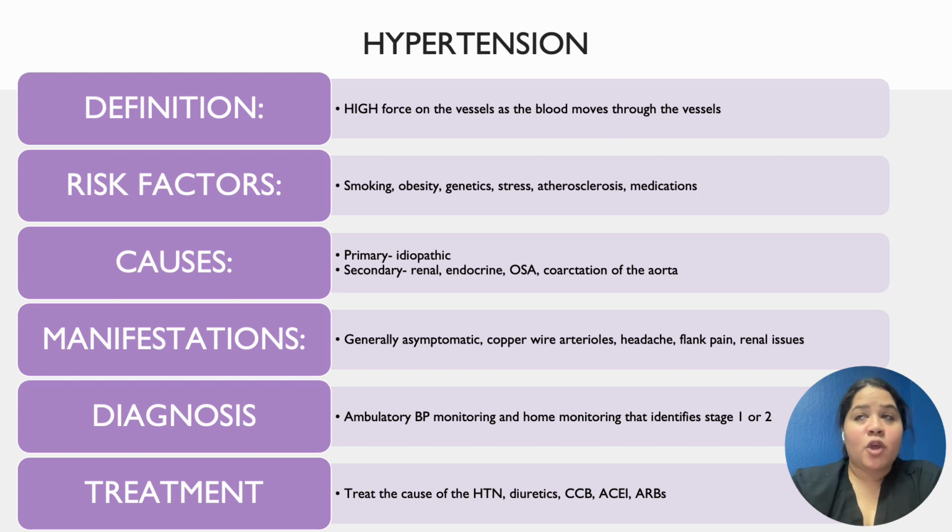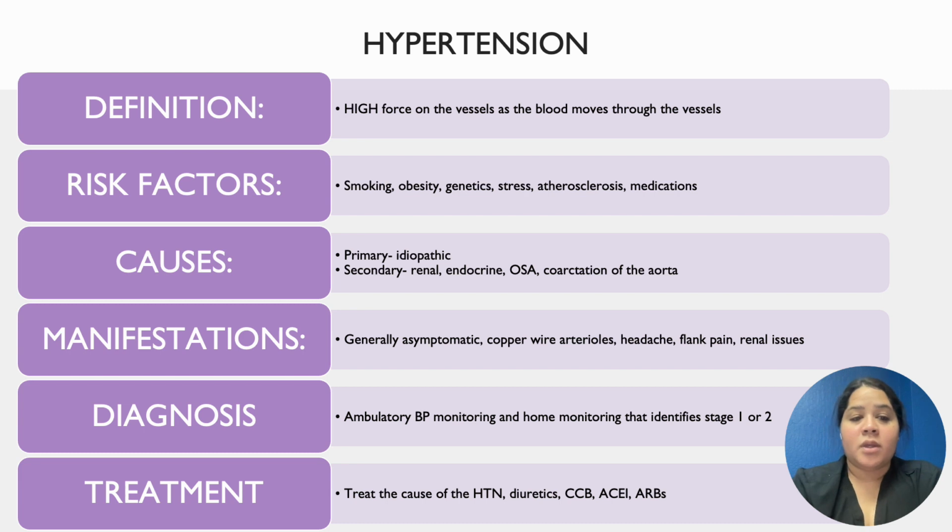Manifestations are pretty vague. Usually the patient presents with no symptoms, which is why hypertension is usually diagnosed at later stages and is such a dangerous disorder. Because by the time that we are able to identify it, microvascular changes and complications have likely occurred. When the patient does present with symptoms, the hypertension is usually a little bit more advanced, and certain things that we can see on examination would be like the copper wire arterioles, a patient complaining of a headache, flank pain, and renal issues.